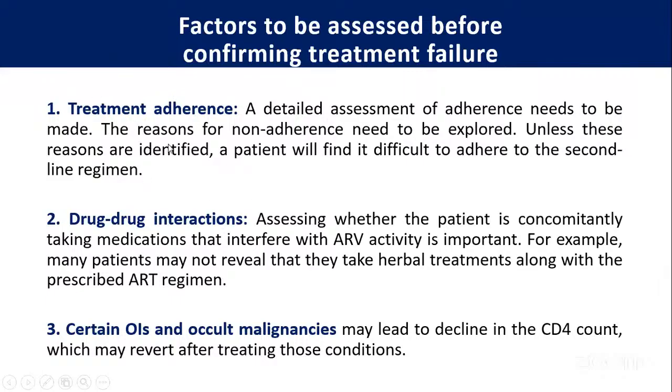And now, before you decide someone and confirm a treatment failure, one has to go through the treatment adherence, like a detailed assessment of adherence has to be done. The reason for non-adherence, as I am telling time and again, needs to be explored, because ultimately the key to success lies on whether the reasons for non-adherence can be accurately pointed out. Unless the reasons are identified, the patient will find it difficult to adhere to the second line regimen.